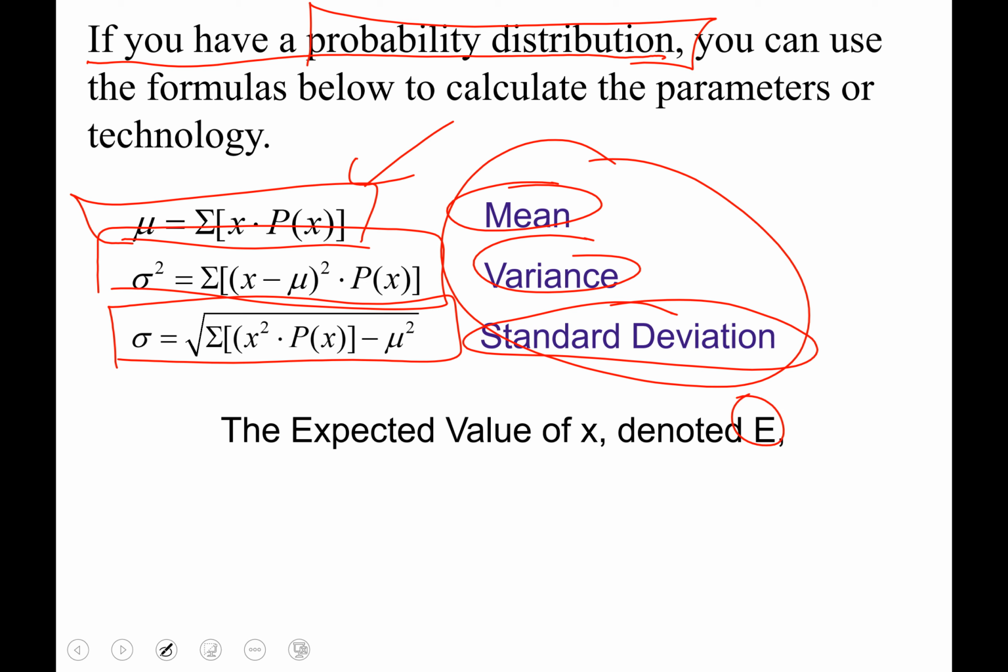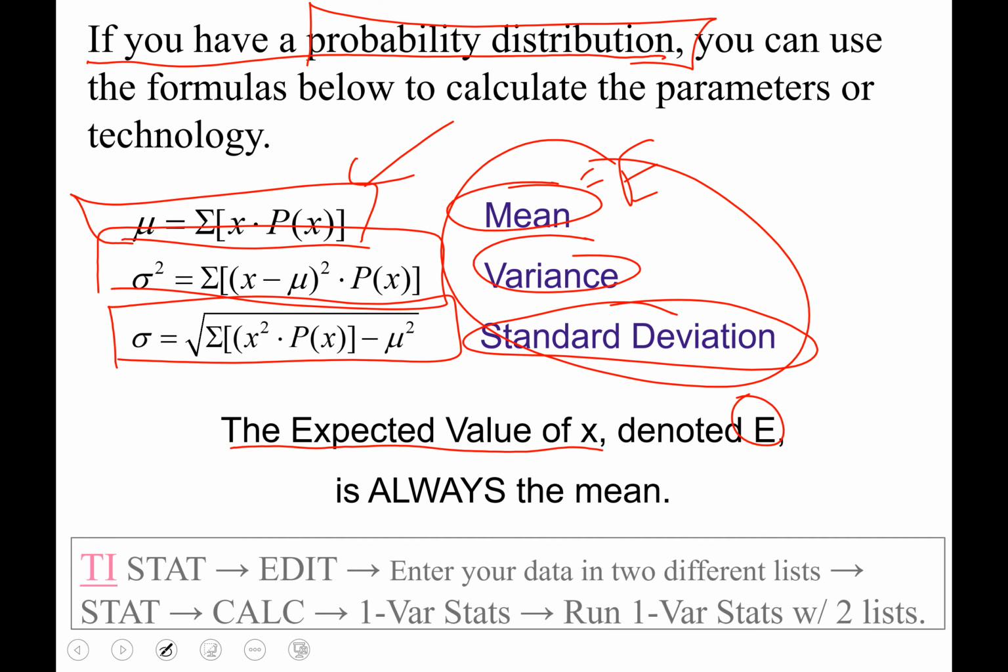So if anyone ever asks you, as a statistician, what do you expect the value of x to be? You're gonna use the mean, okay? It's always the mean. You always expect the mean to be the outcome. Unless, well, I won't go into it, but in this chapter with probability distributions, if they say, well, what do you expect the value of x to be? You go with the mean always.